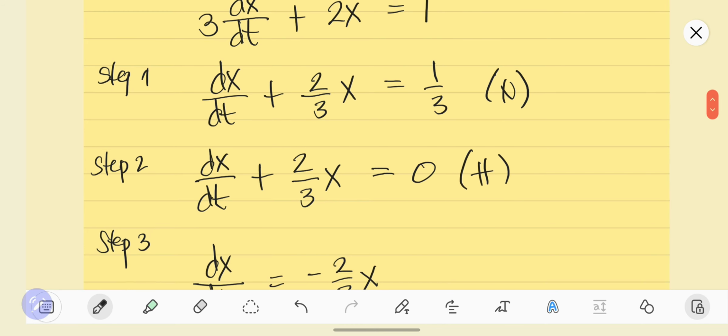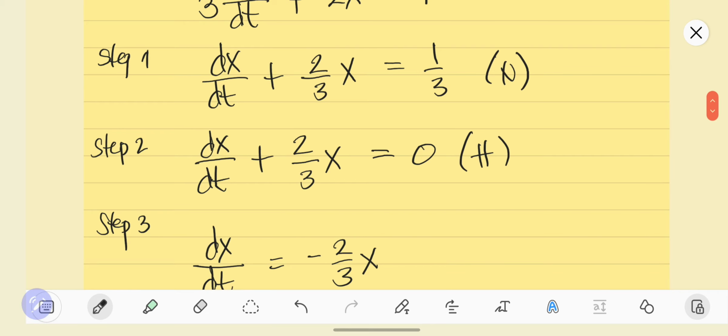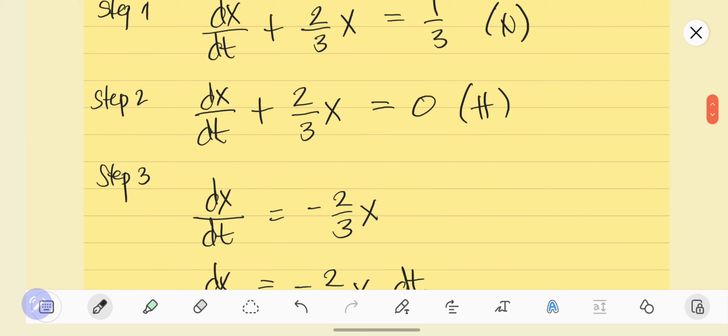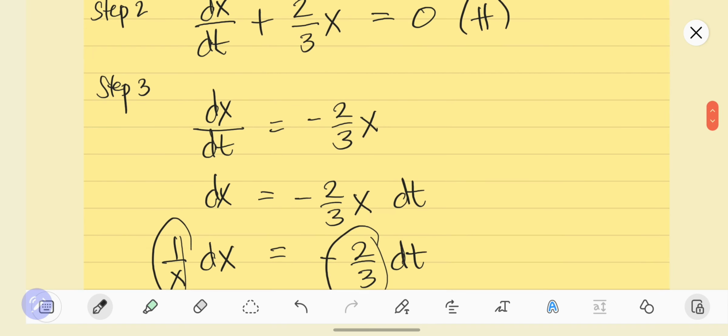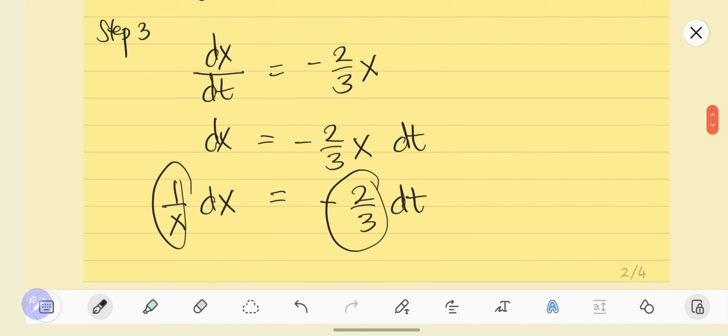That's your non-homogeneous equation. Then you try to make that into a homogeneous equation, so you equate that with 0. The equation becomes dx over dt plus 2/3 x is equal to 0. Solving the homogeneous equation, dx over dt is equal to negative 2/3 x.